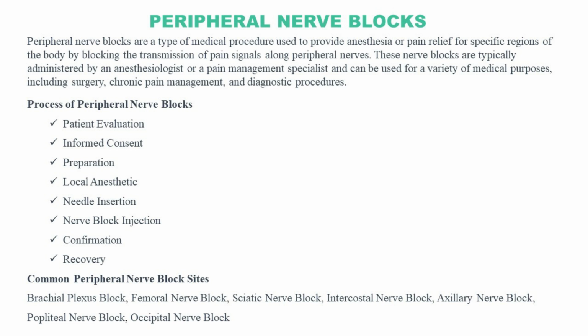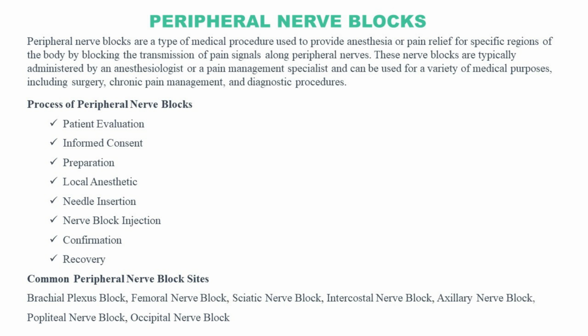6. Nerve block injection. Once the needle is correctly positioned, a mixture of local anesthetic and sometimes a corticosteroid, for longer-lasting pain relief, is injected around the nerve. The local anesthetic temporarily blocks the transmission of pain signals, providing immediate relief, while the corticosteroid may offer more extended pain relief by reducing inflammation.